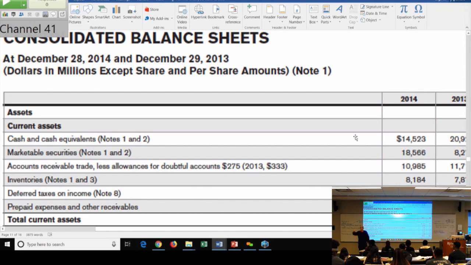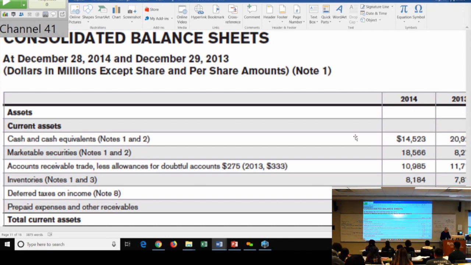So the statements are looped or linked together. Remember I showed you a diagram on Tuesday. The statements will link together. Balance sheet, income statement, to cash flow, and then back to the balance sheet. So that's the financial reporting cycle.